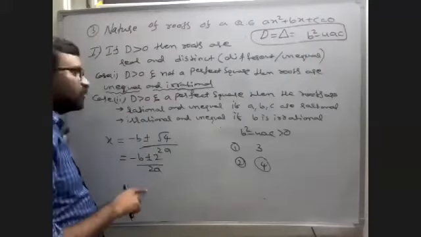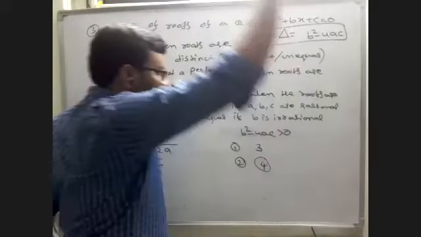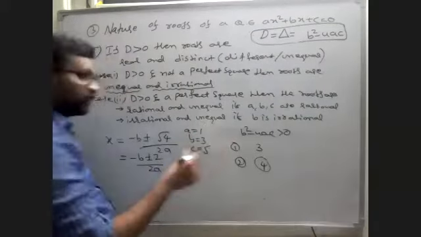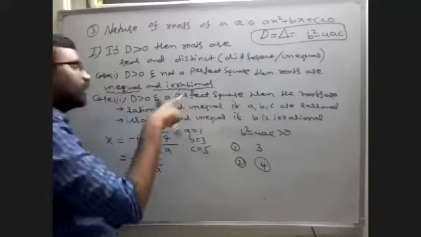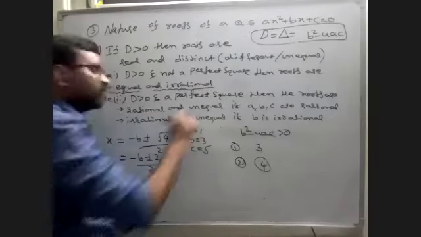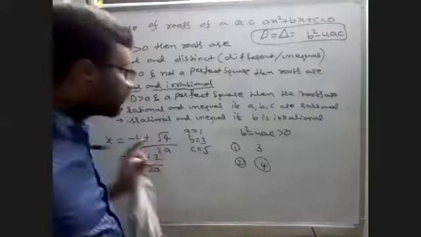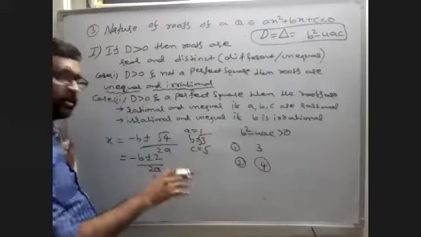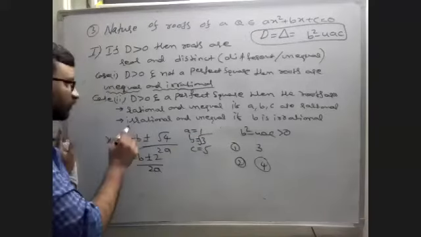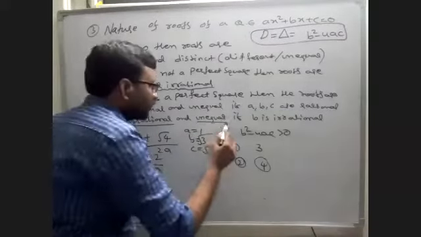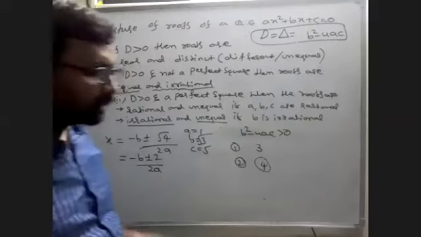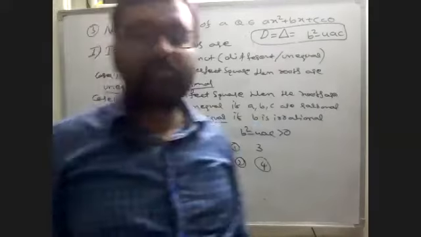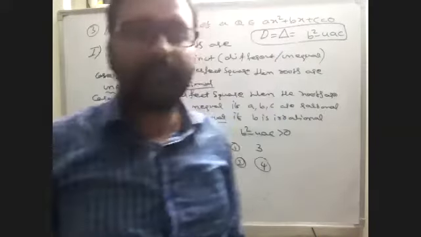Suppose a, b, c are rational: a equal to 1, b equal to 3, c equal to 5, like this. If you have that in the equation, you get rational and unequal roots. Suppose b is irrational, with a okay and c okay. Then the roots are irrational and unequal. So this is about the nature of roots. Understand or not? Yes, sir.